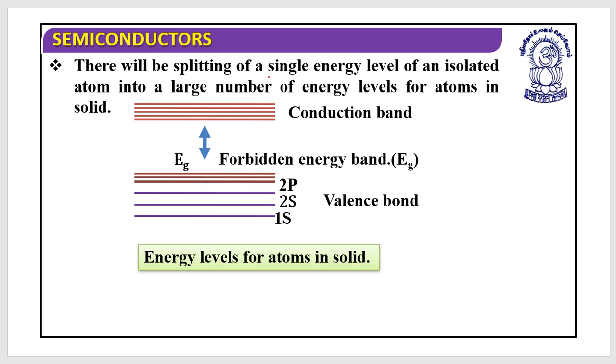So there will be a splitting of a single energy level of an isolated atom into a large number of energy levels for atoms in a solid. If I divide this, on the upper side we have the bands that we call the conduction band, and the lower bands are known as the valence bands. The difference between these two is what we call the forbidden energy gap.